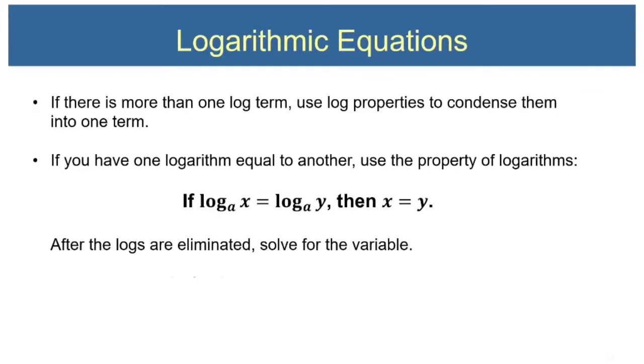Now, if you do have a log term on the right, so if you have something like log base a of x equals log base a of y, then what you can do is just eliminate the logs and use the log property backwards from the way we did in the exponential equations. So if you have log base a of x equals log base a of y, then you know that x equals y. So after the logs are eliminated, you'll just solve for the variable.